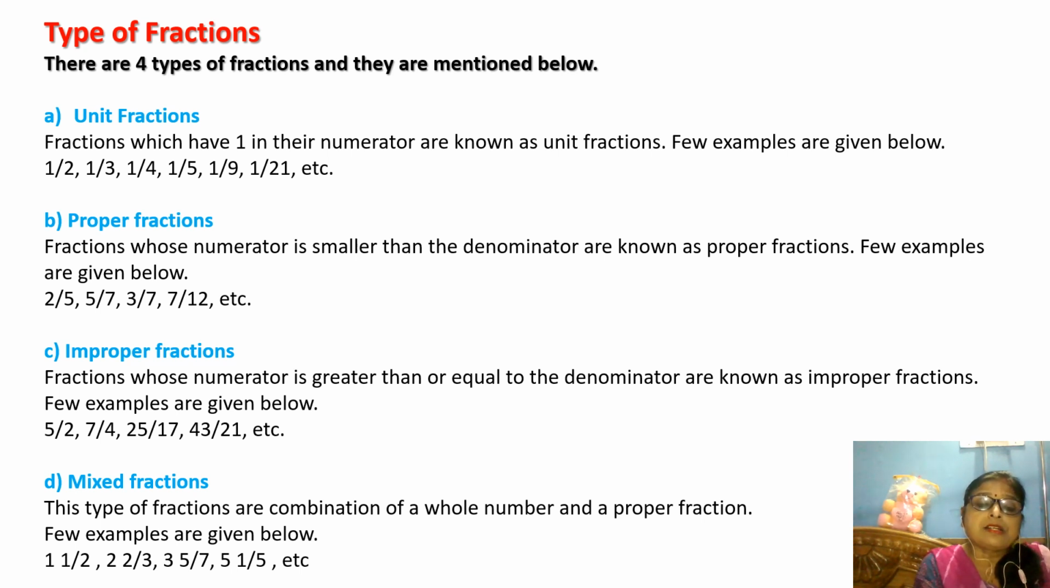Next one, mixed fraction. The type of fraction which is a combination of a whole number and a proper fraction is called mixed fraction. So here in a mixed fraction, a whole number is also given and then a proper fraction. Mixing of whole number and proper fraction. Example, one whole number 1 by 2, two whole number 2 by 3, three whole number 5 by 7, five whole number 1 by 5. This is all about the types of fractions.